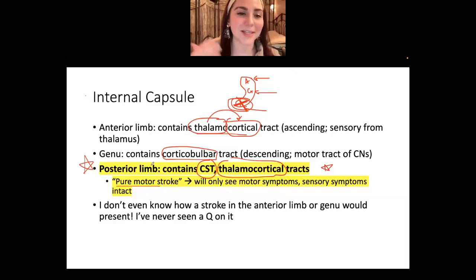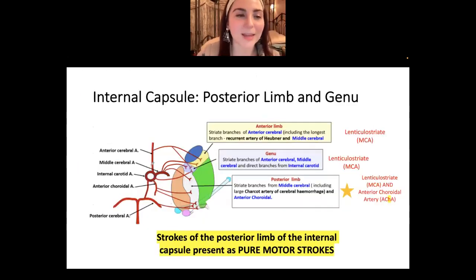But since we're talking about the lenticulostriate vessels, yes, the posterior limb is supplied by the lenticulostriate vessels. And this is a really complicated photo. I apologize. It's just hard to find good pictures of this stuff. But just to show you, they did color code it, which I appreciate.